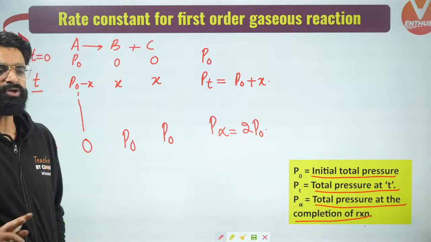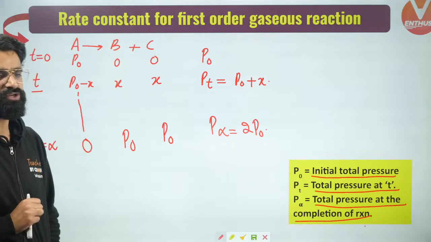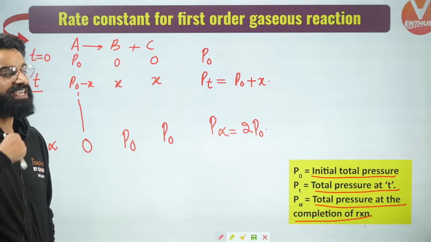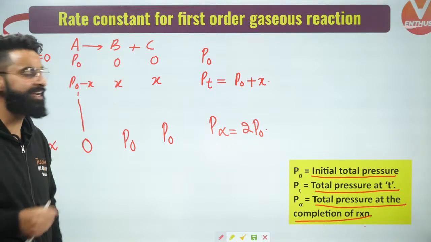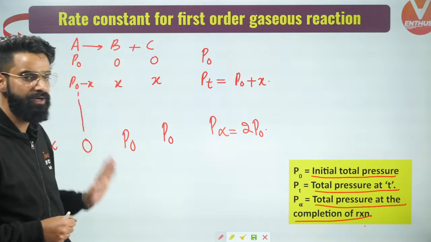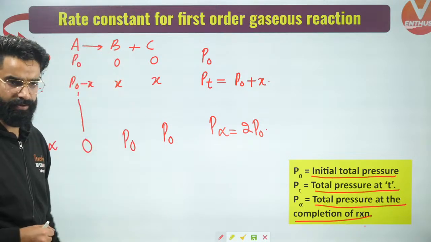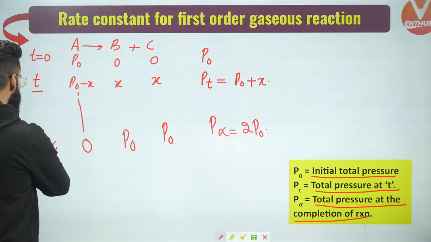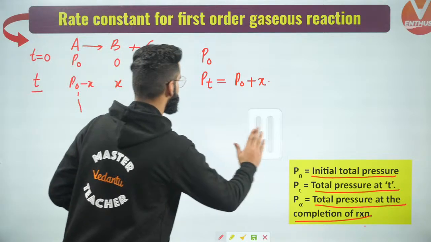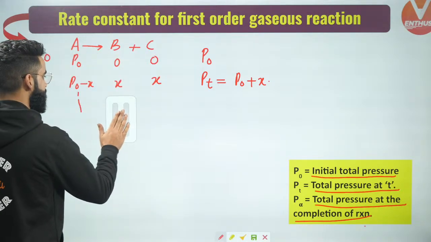I can write the rate constant in two ways. I can write the rate constant either in terms of P naught and PT, or I can write the rate constant in terms of PT and P infinite. For example, I need to write the rate constant in terms of P naught and PT. How will I be writing that?